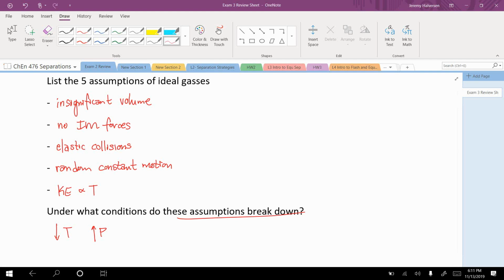In addition, you're just pushing them closer to each other, so they're more likely to feel intermolecular forces together, right? So that's why low temperatures, high pressures, yeah. In the readings, when it was talking about lower temperatures, it talks about sticking together in groups.